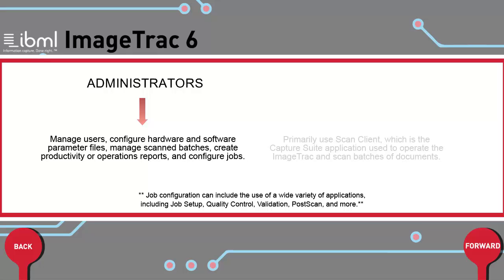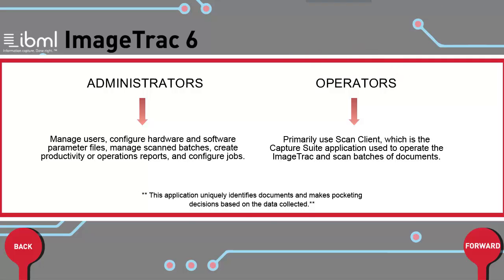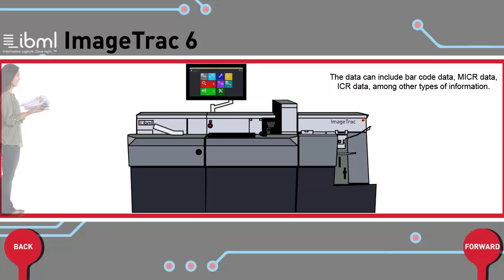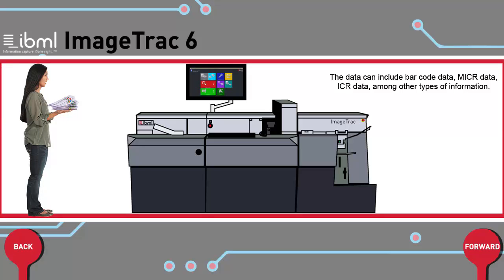Operators primarily use Scan Client, which is the Capture Suite application used to operate the ImageTrac and scan batches of documents. This application uniquely identifies documents and makes pocketing decisions based on the data collected. The data can include barcode data, microdata, ICR data, among other types of information. Operators are also responsible for document preparation.